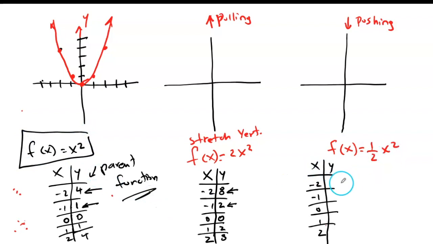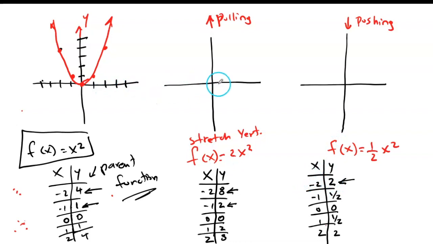All right, if I have this, 1/2 of x squared. Remember, all this is using PEMDAS, all operations. Negative 2. Negative 2 to the second power is negative 2 times negative 2, which is positive 4. Half of 4 is 2. Negative 1. Negative 1 to the second power is negative 1 times negative 1, which is positive 1. Half of 1 is half. 0, and then symmetry, 1/2 and 2. So look, it used to be 4, now it's 2. So instead of getting bigger, it went lower. All right, so it's a compression, it's pushing those values down.